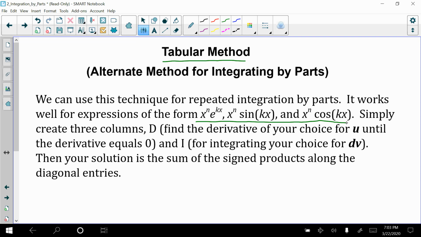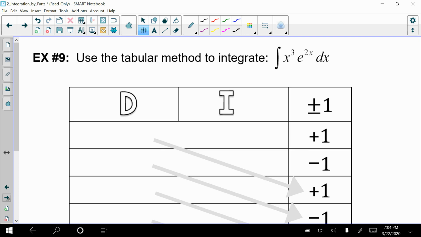Really what we want to be able to see is, will something stop? Meaning that if I keep taking the derivative of something, eventually I get to zero? Or will you have a pattern that repeats itself? And those are really two ways of justifying whether you're going to use the tabular method for doing integration by parts. So let's take a look at some examples here and what we see.